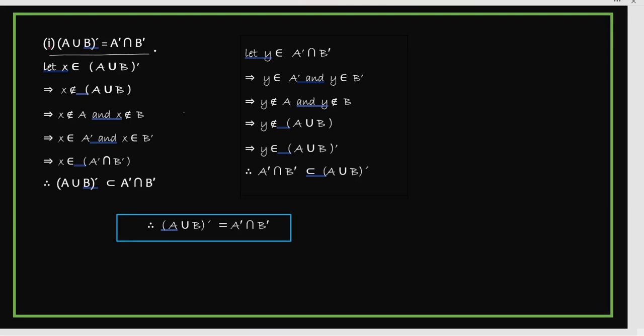Let an arbitrary element X belong to A union B complement. First thing is this, right? Then what we are going to do is remove this complement. To remove the complement, we have seen this: if X belongs to A, X does not belong to A complement.